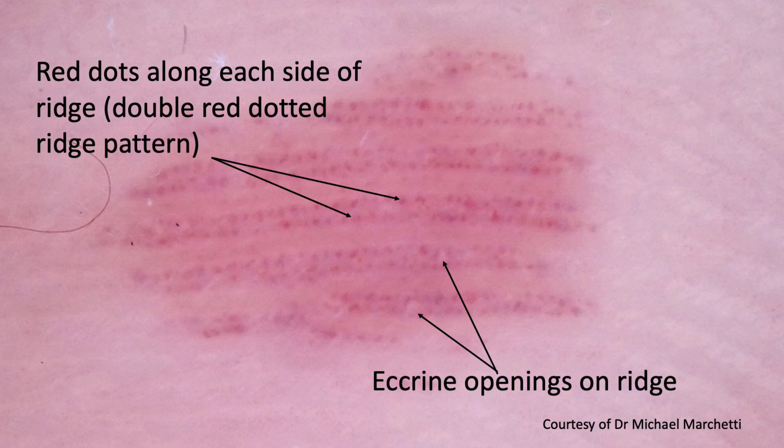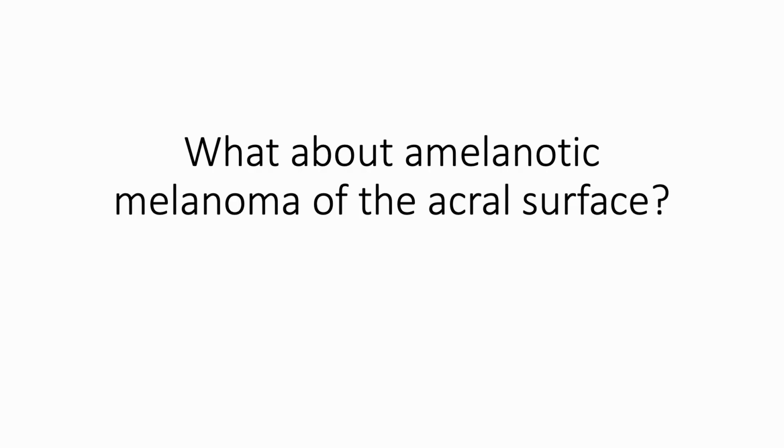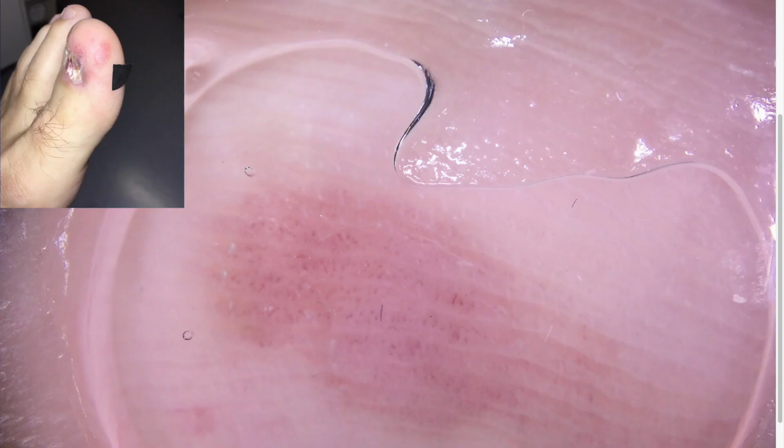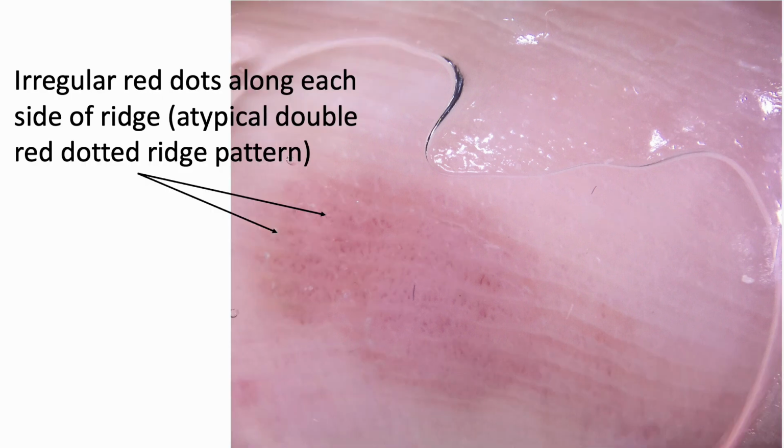These three examples represent angiomas on the acral surfaces. But what about amelanotic melanomas on the acral surfaces, right? They tend to show similar features, but in a more disorganized pattern. So in this case, you see irregular red dots on the ridges. So this has been termed the atypical double red dot ridge pattern.